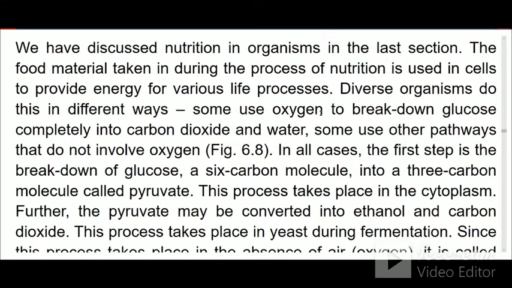Some use oxygen to break down glucose completely into carbon dioxide and water. Some use other pathways that do not involve oxygen. In all cases, the first step is breakdown of glucose, which is a 6 carbon molecule, into a 3 carbon molecule called pyruvate. This process takes place in cytoplasm. So here what we have read is about respiration.